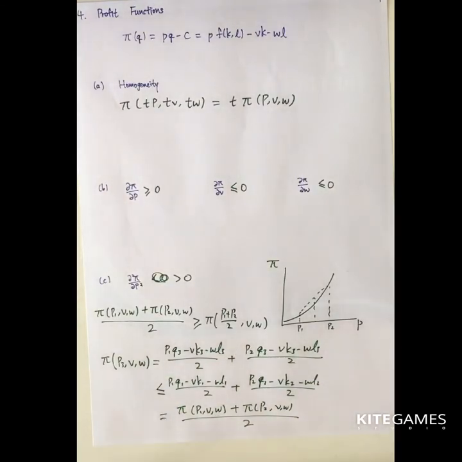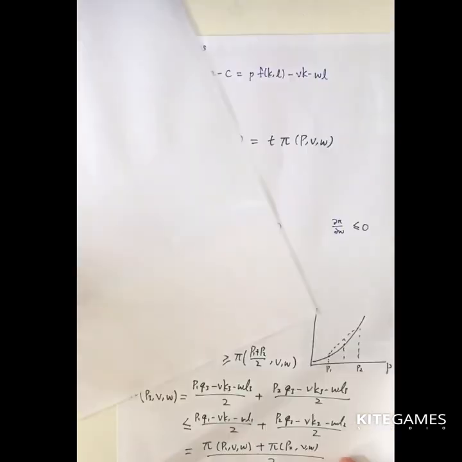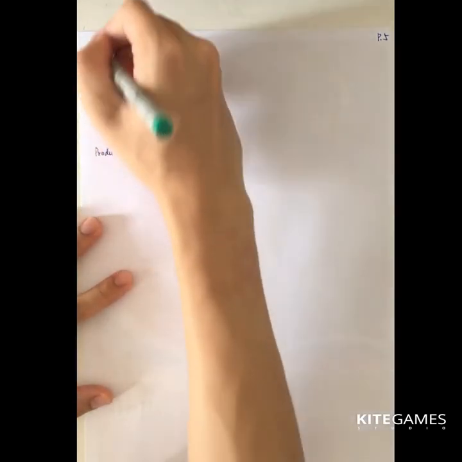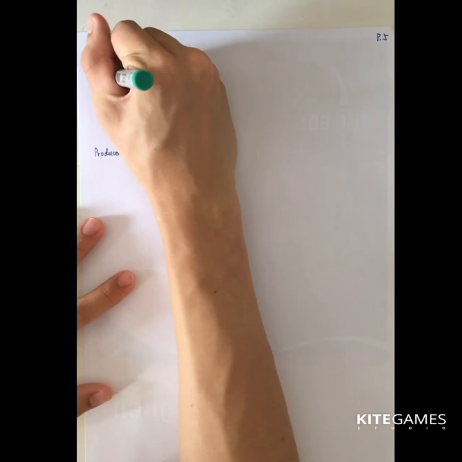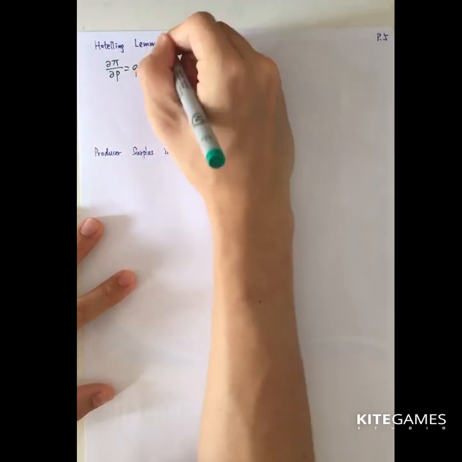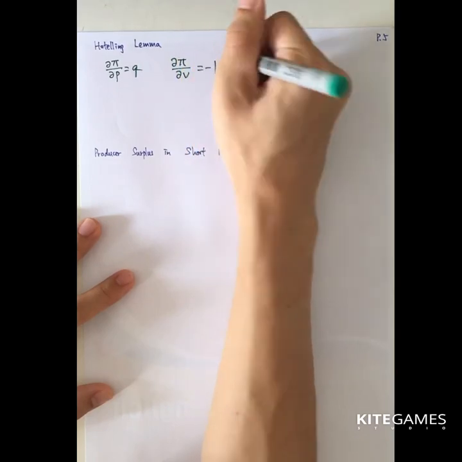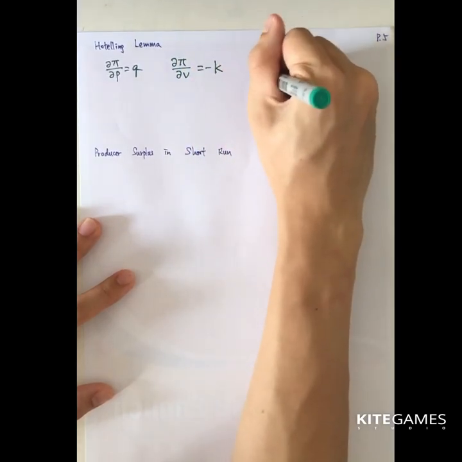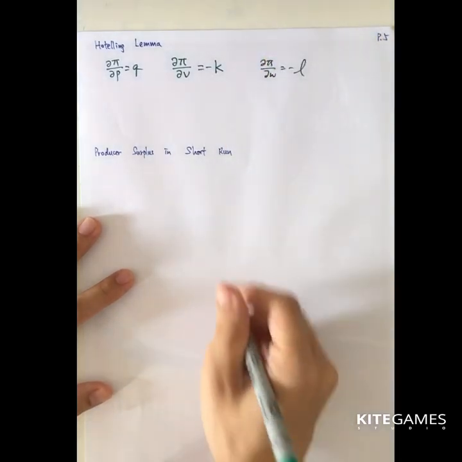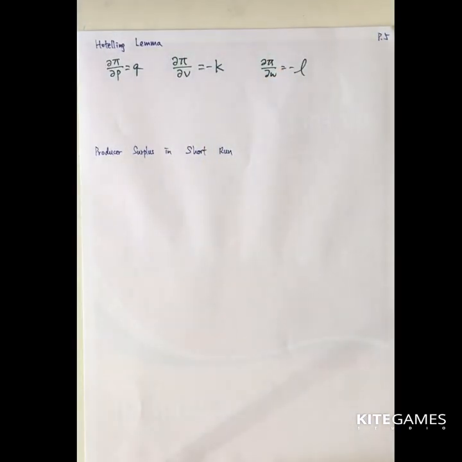Okay, next we will take a look at some lemmas. In the cost function, we have Shephard's lemma, and in the profit function, we have a lemma called Hotelling's lemma. Hotelling's lemma basically states that partial profit, partial P is Q. Partial profit, partial V is equal to negative K. And partial profit, partial W is equal to negative L. Again, this is derived from the Lagrangian equations.